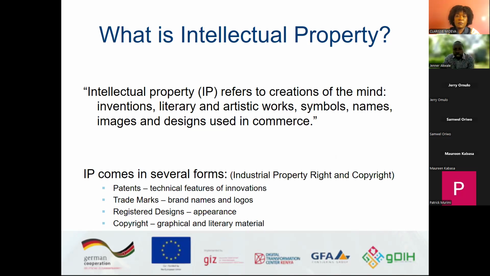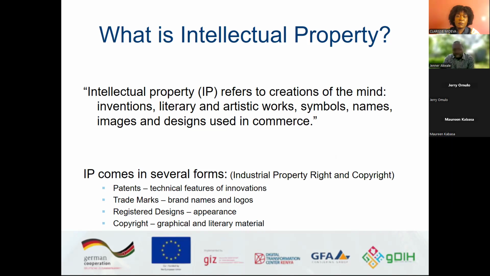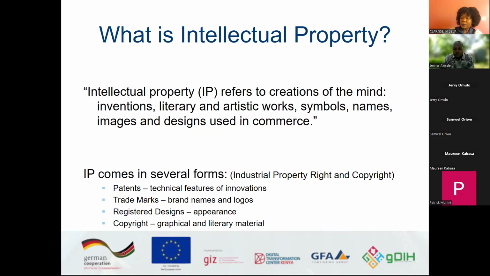Now, when you seek protection, it ceases to be just IP and becomes an intellectual property right. And that right is usually granted by a government agency. So in Kenya, we have two forms of intellectual property rights. One is the industrial property right, and we have the copyright. Under industrial property rights, we have patents, trademarks, industrial designs, and utility models, those four.